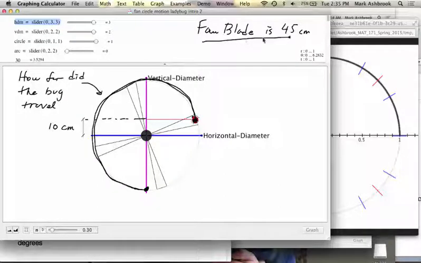I said the fan blade is 45 centimeters. The length of a fan from the center out to the end. Got it?